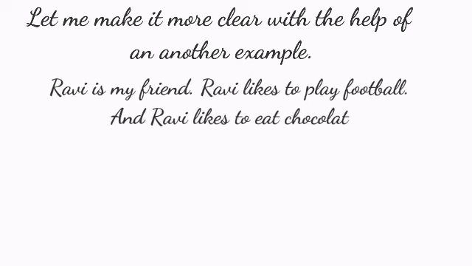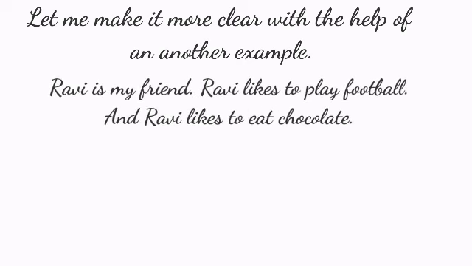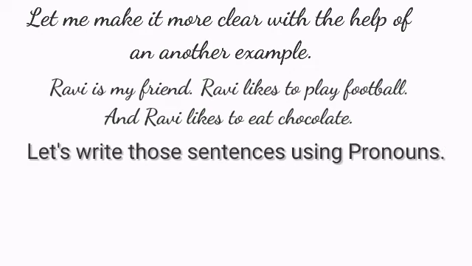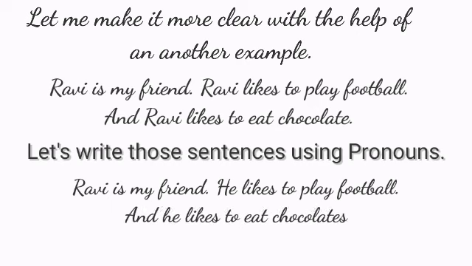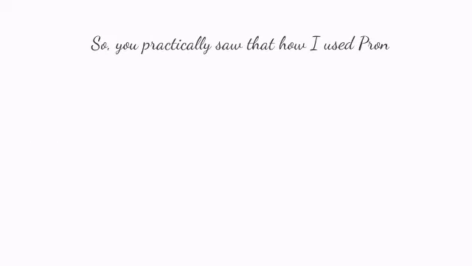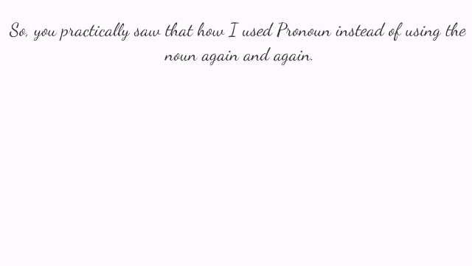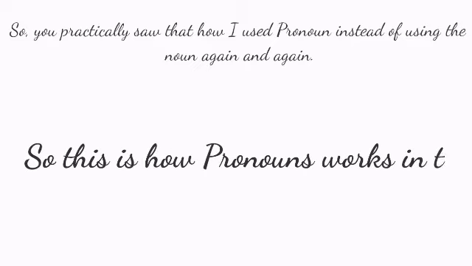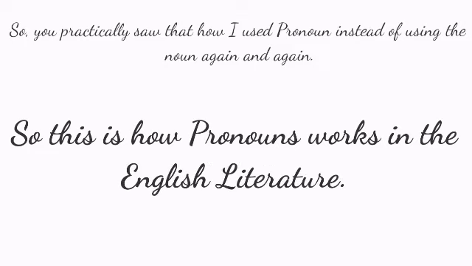So now let me make it more clear with the help of another example. Suppose I want to write about my friend Ravi. So I'll be writing like, Ravi is my friend, Ravi likes to play football, and Ravi likes to eat chocolate, which is wrong. So now let's write those sentences using pronouns. So we will be writing like, Ravi is my friend, he likes to play football, and he likes to eat chocolates, which sounds very natural. So you practically saw how I used pronouns instead of using the noun again and again. So this is how pronouns work in English literature.